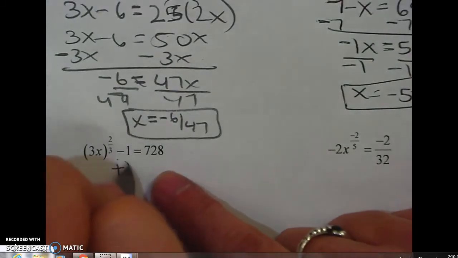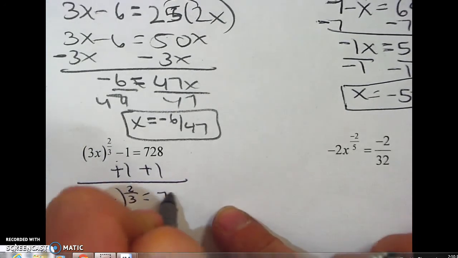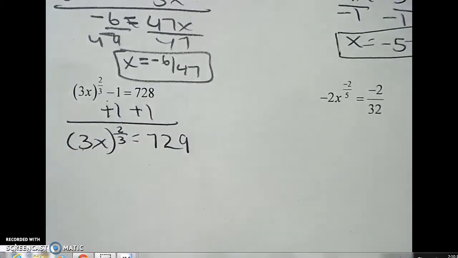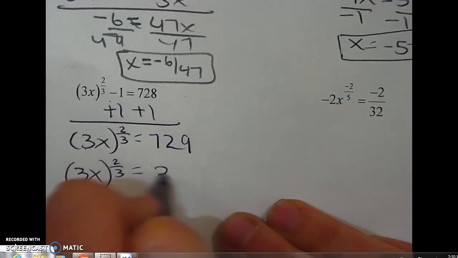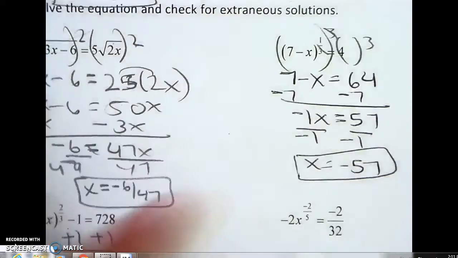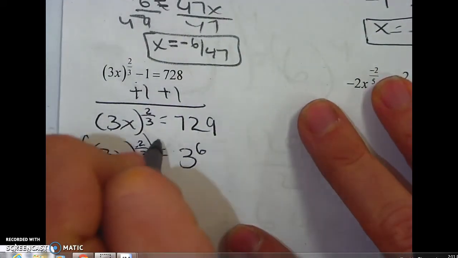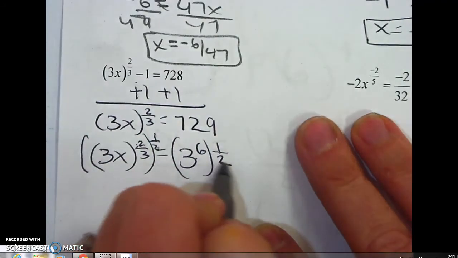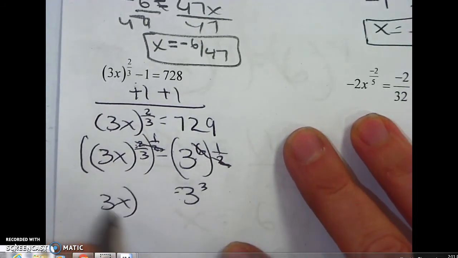Starts the same way. Plus 1, 3x to the 2/3 equals 729. I'm thinking when I see a 3, it feels 3 to me, so I'm going to rewrite this as 3x to the 2/3 equals 3 to the 6th. Okay. And I'm going to deal with getting rid of the 2 first because I feel like it. So I'm going to take that to the 1/2 because then that'll cancel. I like making that answer smaller. It seems too big. So I'm left with 3 cubed equals, gone, 3x to the 1/3.